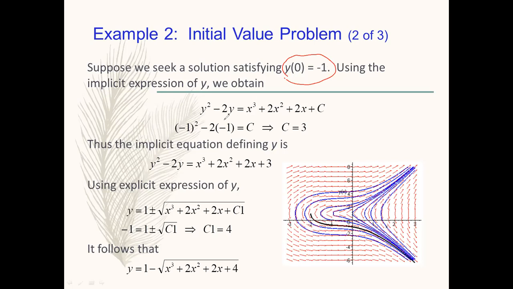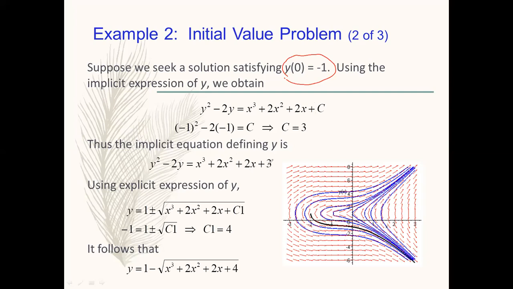Your answer, in whatever form it may be, it may not be even simplified yet, you substitute the values of the variables here. So for y, you need to substitute -1. For x, you need to substitute 0. So all of this will be gone, giving you a C value, which is 3. Thus, the implicit equation defining y is now y squared minus 2y equal to x cubed plus 2x squared plus 2x plus 3.